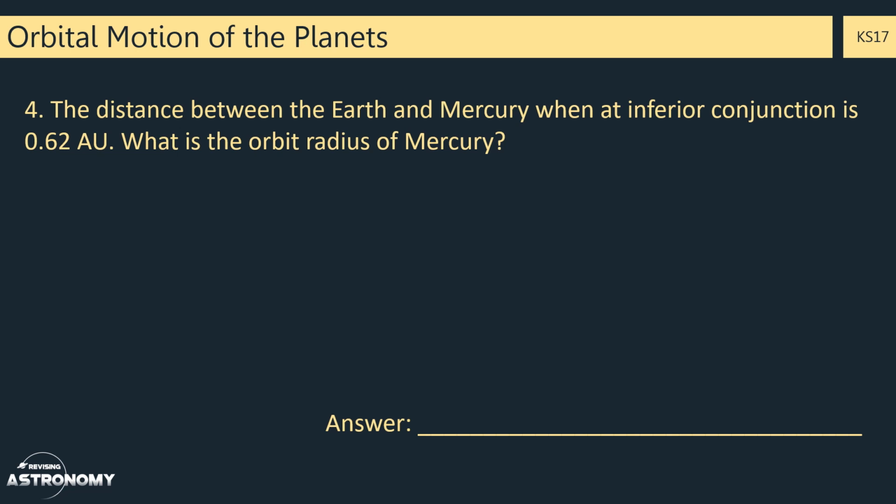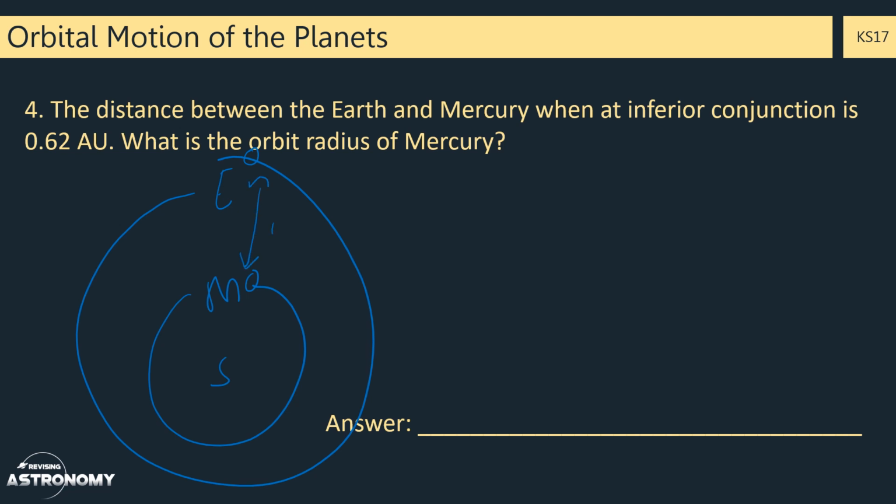The distance between Earth and Mercury when at inferior conjunction is 0.62 AU. What is the orbit radius of Mercury? So again, if we draw this, so it's an inferior conjunction, so we're on the same side as the Earth. So there's Mercury and there's Earth, so they'll be at these locations. It tells us the distance between the Earth and Mercury is 0.62 astronomical units, and we're trying to work out the distance between Mercury and the Sun.